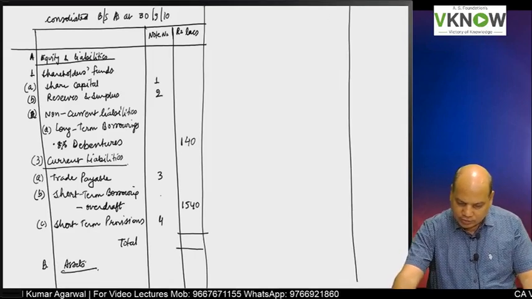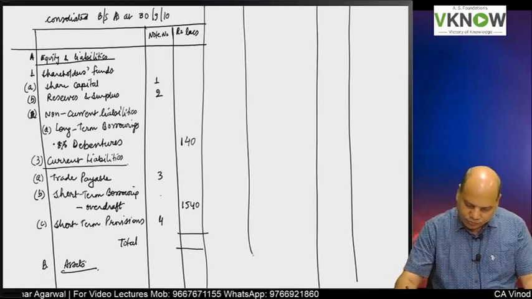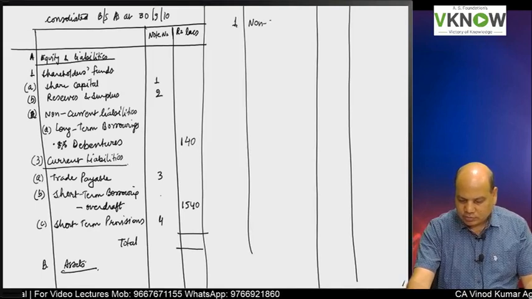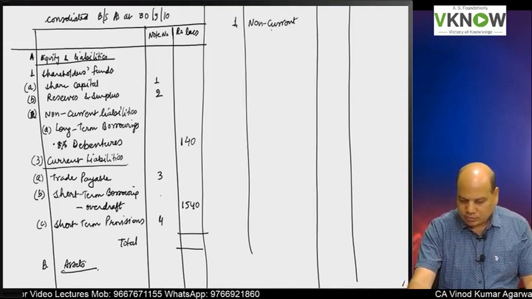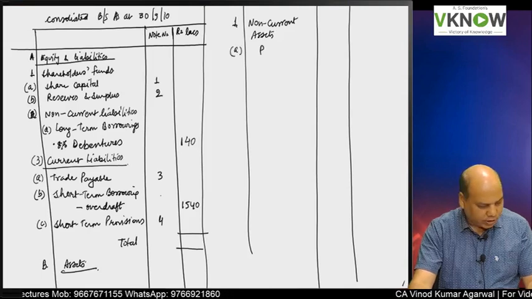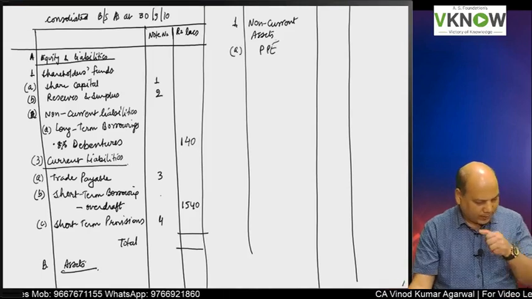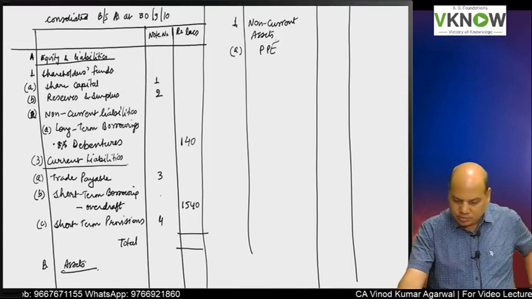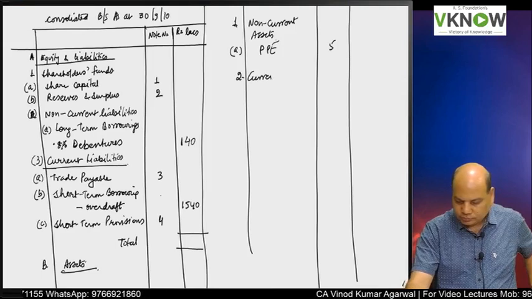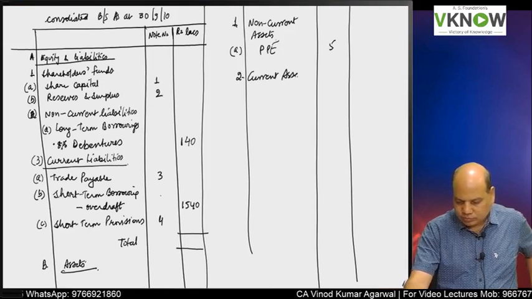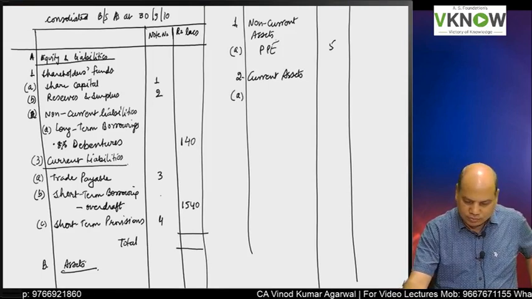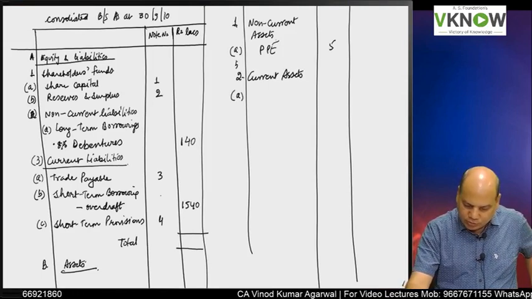Under assets, write down 1. Non-current assets. Under that, write down PPE, note number 5. Point number 2, write down current assets. A, write down PPE, and below PPE write down one more line.